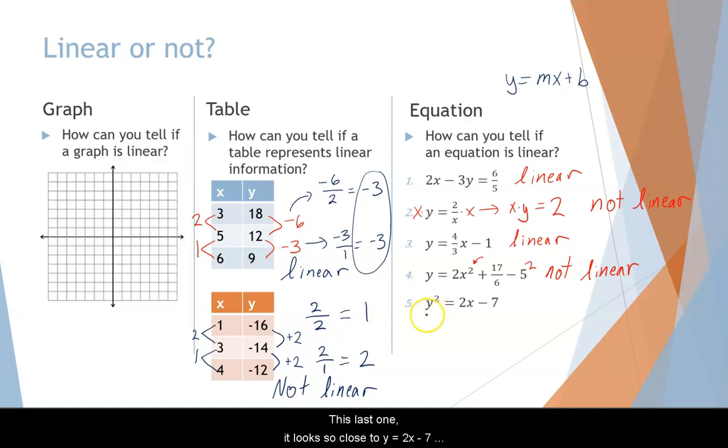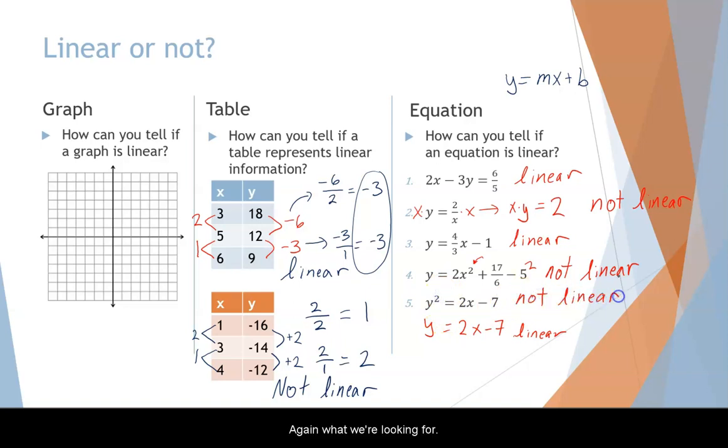So this last one, it looks so close to y equals 2x minus 7, which would be linear. But since it's y squared equals 2x minus 7, it is not linear. So again, what we're looking for is for something to be able to be written in y equals mx plus b form, even if m or b is 0.